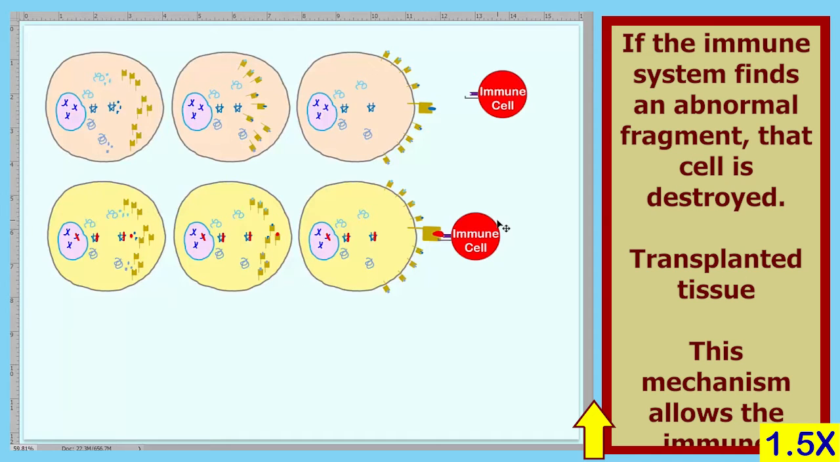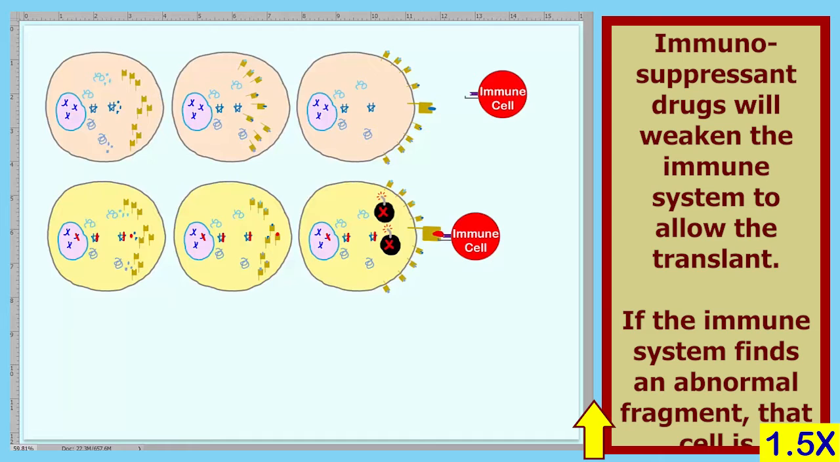In this situation, the immune cell will inject toxins into the cell to kill it, and this tissue transplant will be rejected. In order to prevent this, the healthcare team would administer immunosuppressant drugs to weaken the immune system until the body accepts the new tissue.